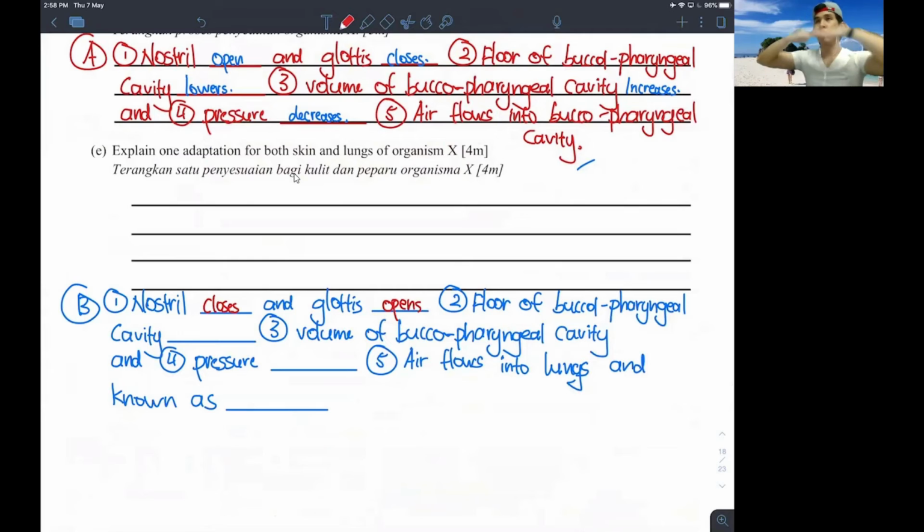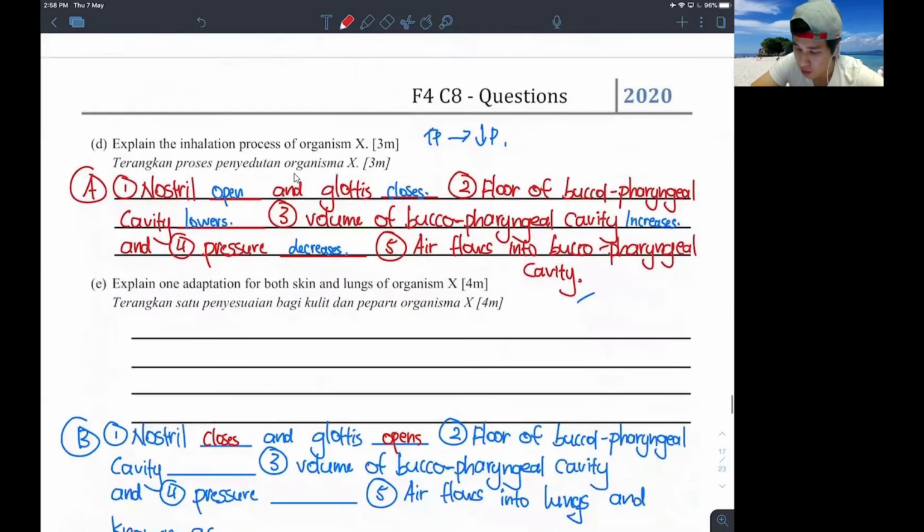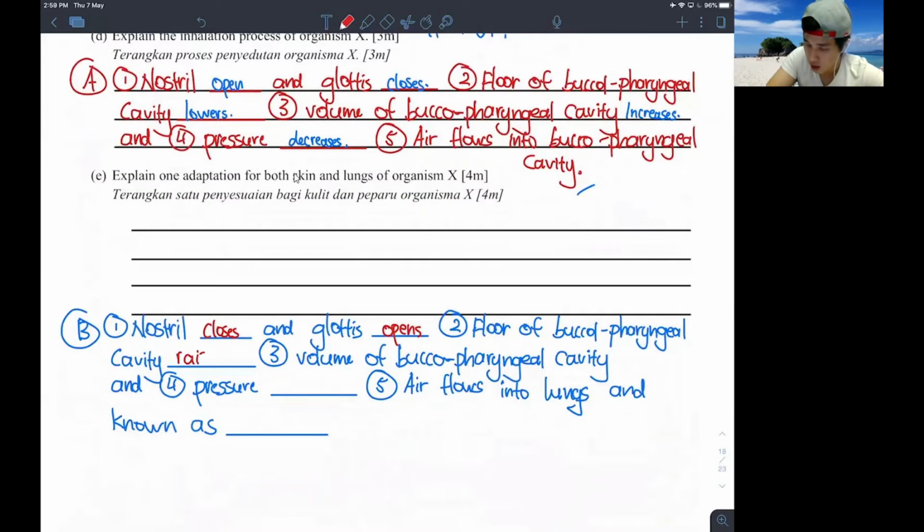So now I want to push air into the lungs. So my buccal pharyngeal cavity, from like this, has to squeeze the air, so I can squeeze the air into the lungs. That's why the floor now will go back to like this. So the floor of the buccal pharyngeal cavity raises and my volume obviously becomes smaller. So volume decreases. Volume and pressure are always inverse, so pressure increases. Since the mouth now is high pressure but the nostril is already closed, air obviously cannot come out, but will instead be pushed into the lungs.